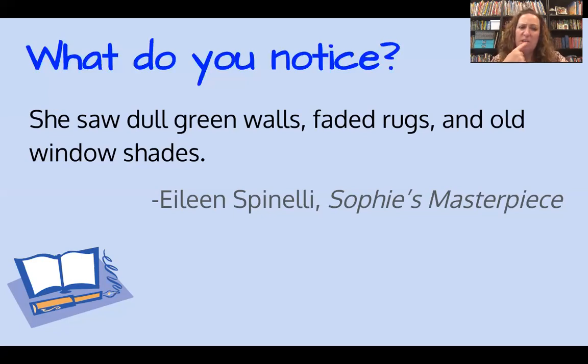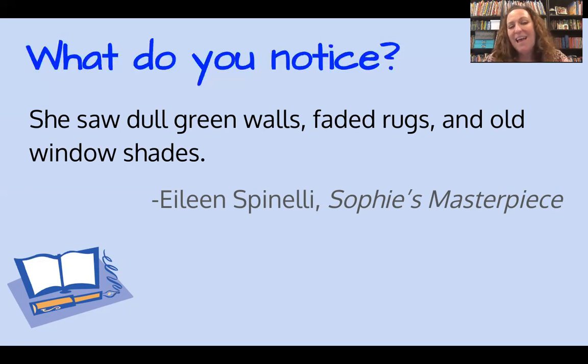What else did you notice as she's describing these things? I bet you notice these commas here that are separating. Remember, commas are used to separate. So what are they separating here in this sentence? Yeah, she's using those commas to separate what she saw, right? Items in a list. She saw dull green walls. She saw faded rugs, and she saw old window shades.